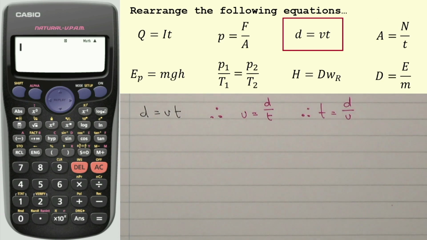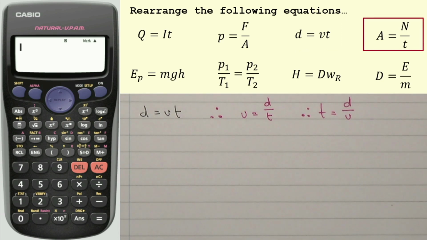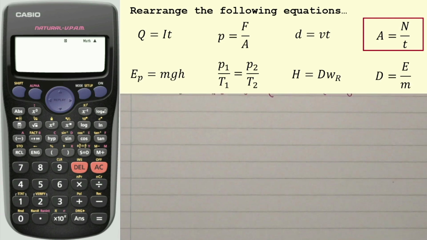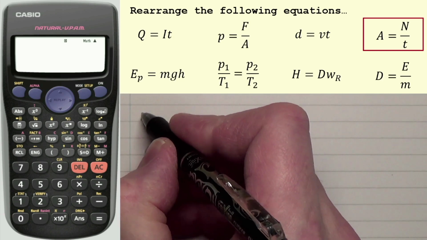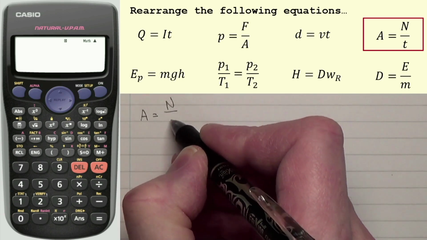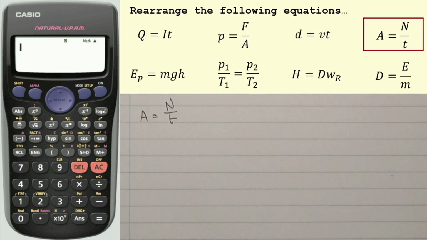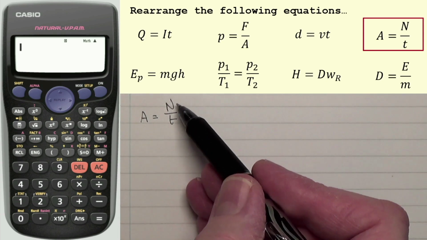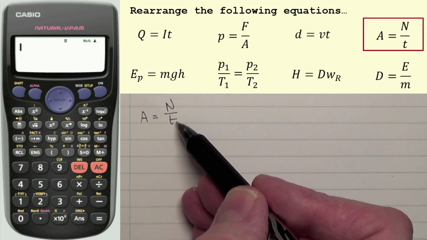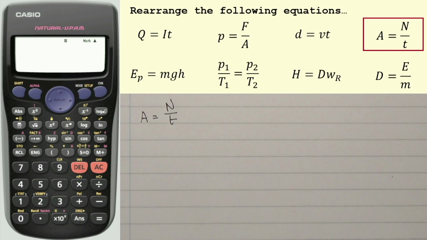Next equation. This is from radioactivity, and it's A is equal to n over t. Let's see then. So A is equal to n over t. And what I would obviously like you to do in this one is to rearrange to make n the subject and make t the subject. So pause the video now.